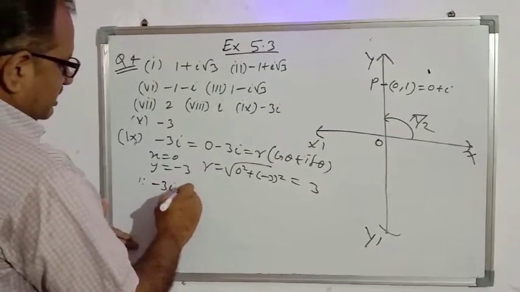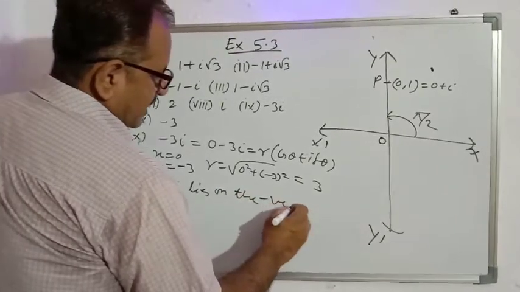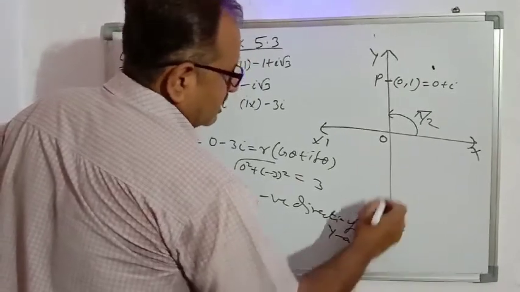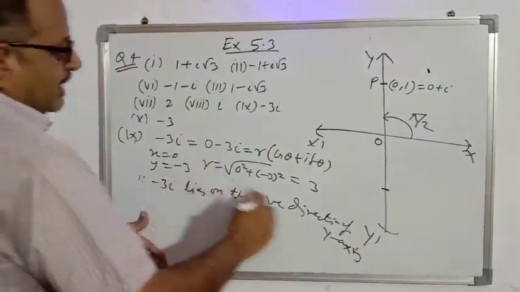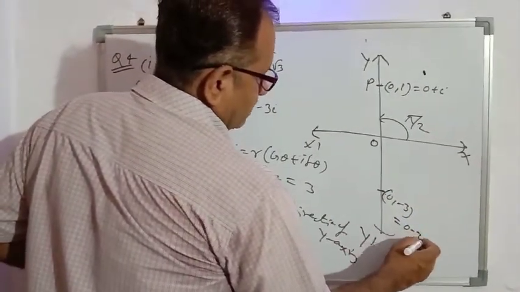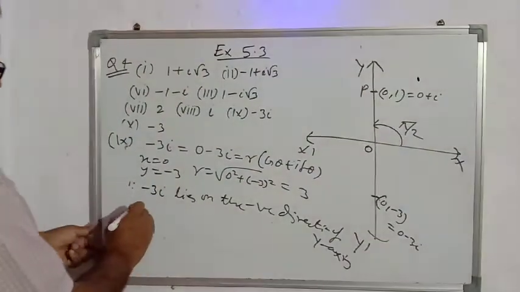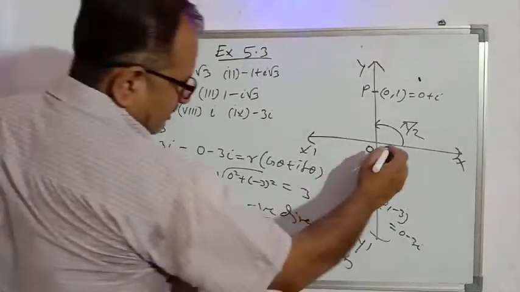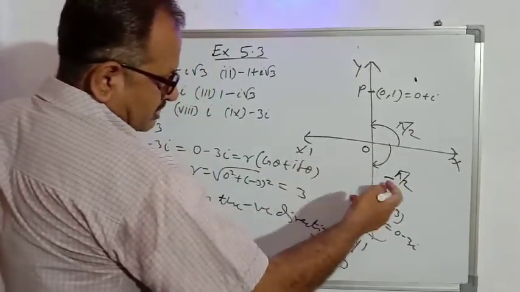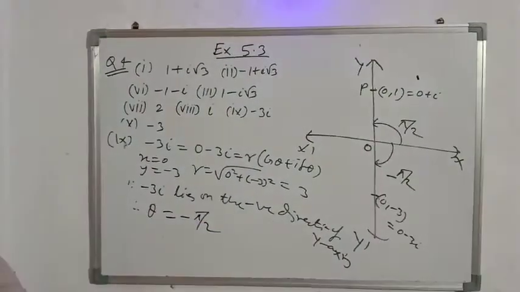Since minus 3i lies on the negative direction of y-axis, means here 0 comma minus 3. 0 comma minus 3 will represent 0 minus 3i. So it lies on the negative direction of y-axis. So therefore, what will be theta? Theta will be this angle. It is again pi by 2, 90 degree, but in clockwise direction. So we will take it negative. Theta is equal to minus pi by 2.